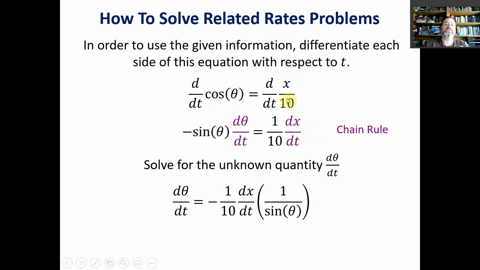Same thing over here, right? Now this one's a lot easier, but still, x is a function, right? So the derivative of x with respect to time is just dx/dt. There's not really an inside function here, but you still have to do it, right?